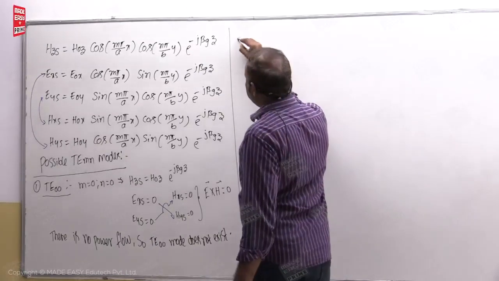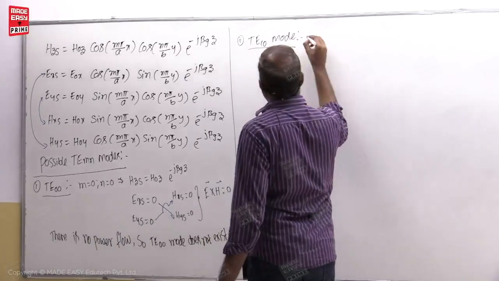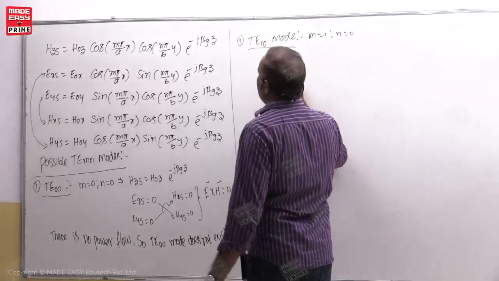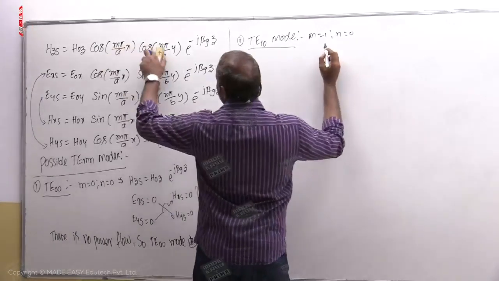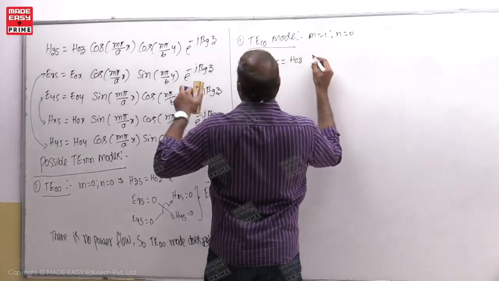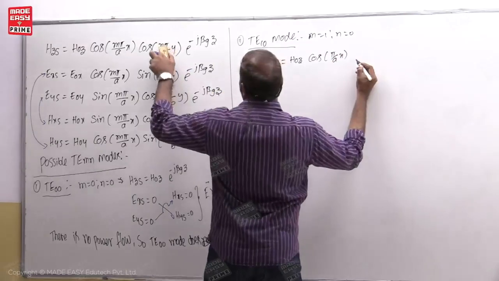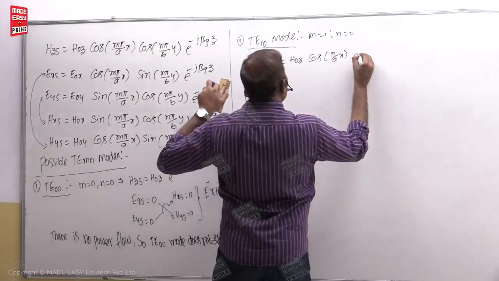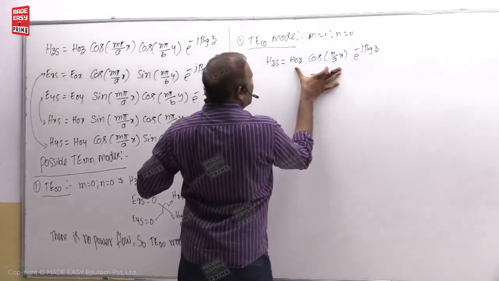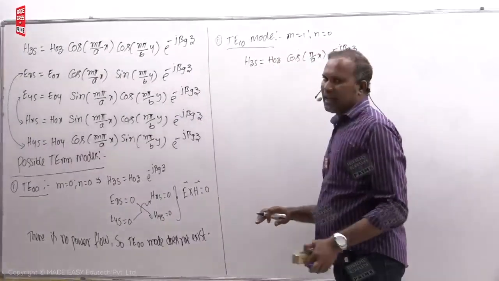Next, TE10 mode. For this, m = 1 and n = 0. In this, you substitute m = 1 and n = 0. Then HZS becomes H0Z cos(πx/a), this n0 is 1, e^(-jβg z). In this there is a variation, so definitely some other terms will be there, they carry the power.